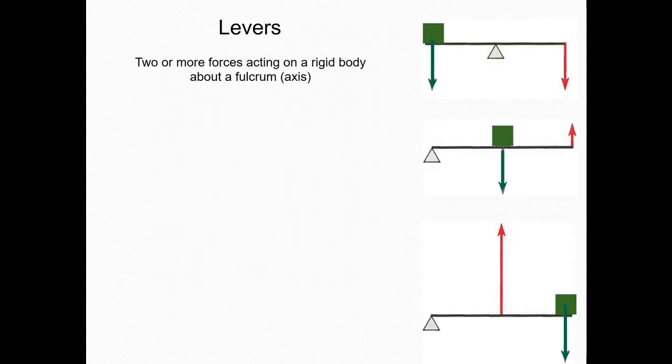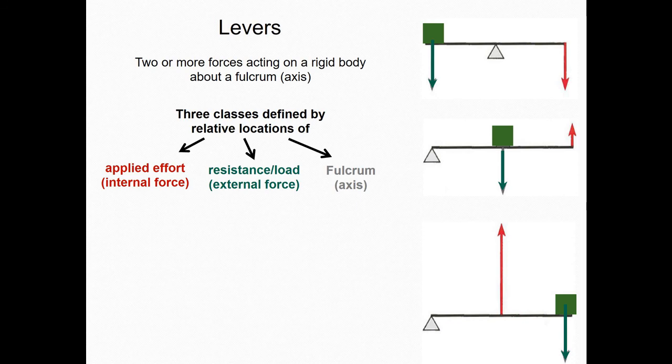Levers are mechanisms in which two or more forces act on a rigid body about a fulcrum. Fulcrum is just another word for axis. There are three classes of lever defined by the relative locations of the applied force, which we show in red, the resistance or load force, which we show in green, and the fulcrum, which we're showing in grey. We will be thinking about applied efforts in terms of internal muscle forces and resistances and loads as external forces acting on the body.